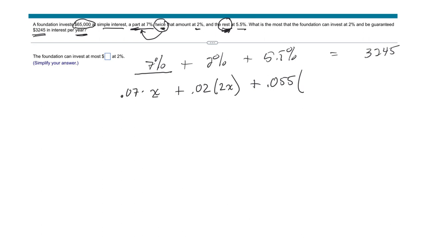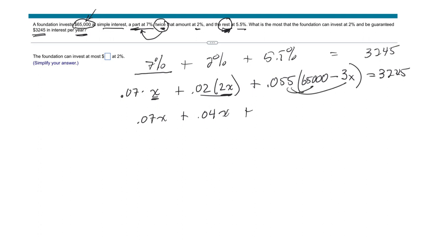So the rest of the amount has to be the 65,000, subtract however much you invested already. Well, I've already invested an X and a 2X, so that's 3X together. So 65,000 minus 3X equals 32.45. Okay, so this would be 0.07X, plus this would be 0.04X when you multiply that. And then you have to multiply that, and that equals 32.45. And then solve from there, gather your x's, etc.